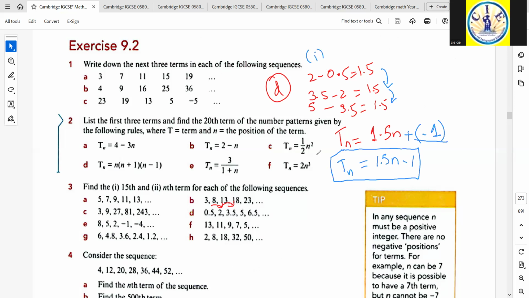Now for the second part, when I need to calculate T15, that will be 1.5 times 15 minus 1, and this will give me 21.5. So this is how this part had to be done.